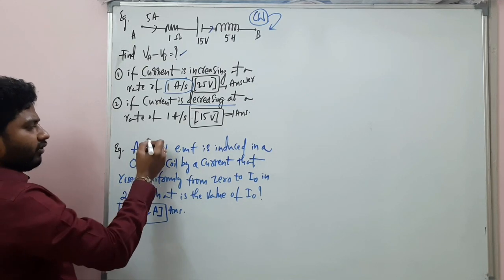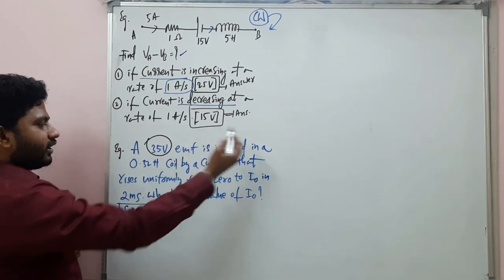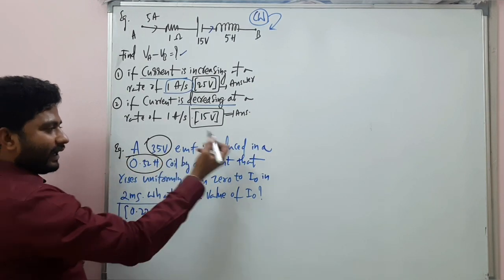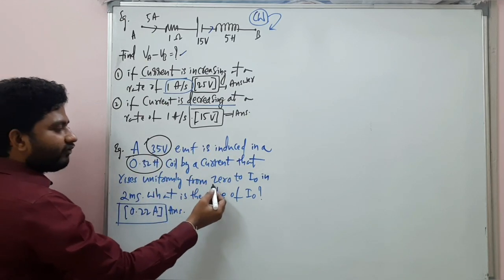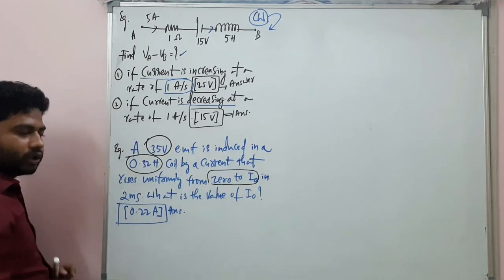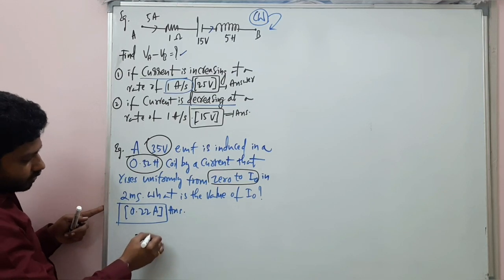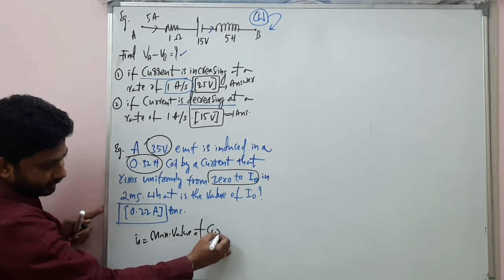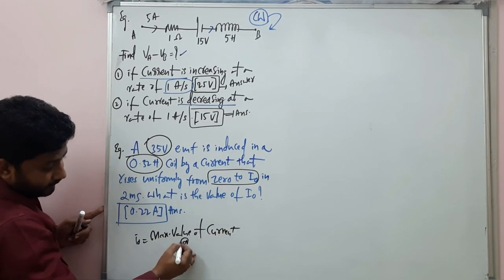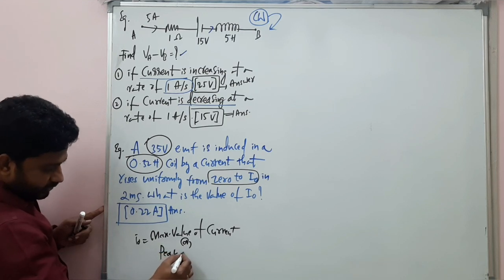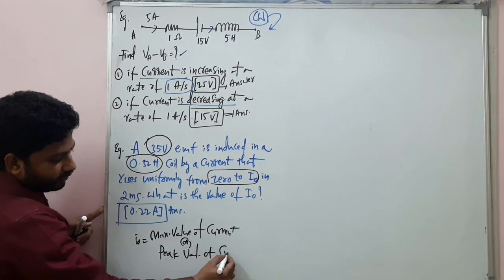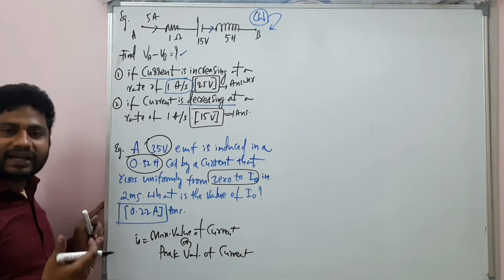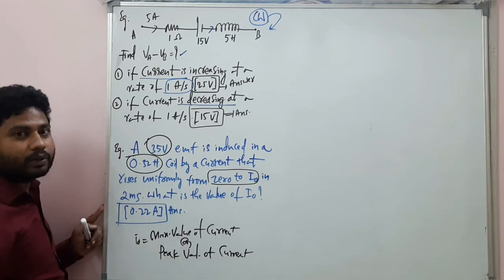A 35 volt EMF is induced in a 0.32 Henry coil by a current that rises uniformly from 0 to I0. Generally, this I0 is called the maximum value of current, or I can also say it's the peak value of current. In the next chapter, called alternating currents, you will understand what exactly the peak value of current is.